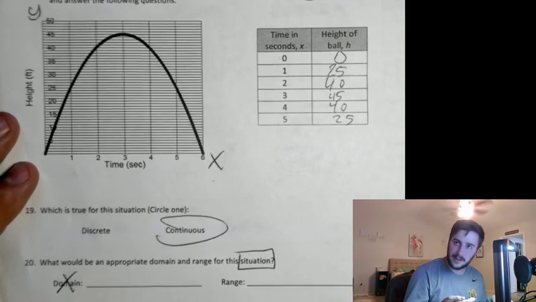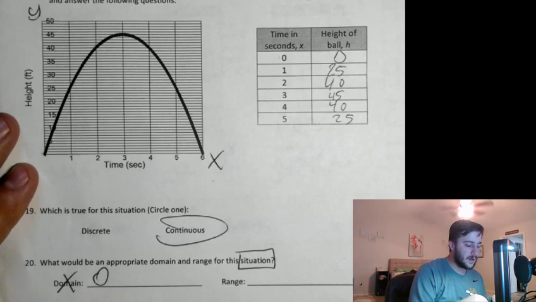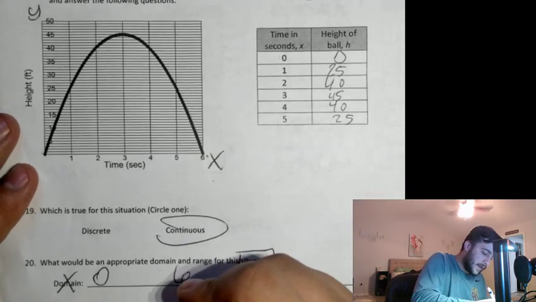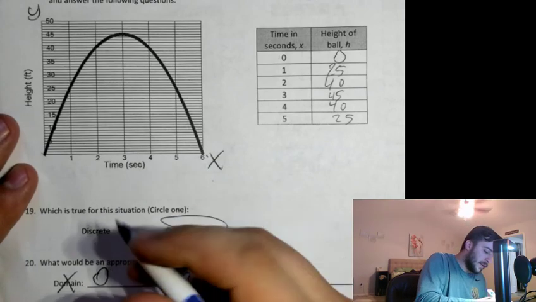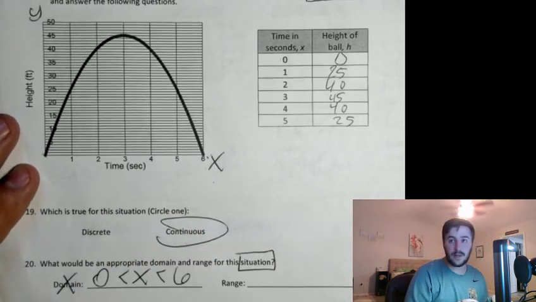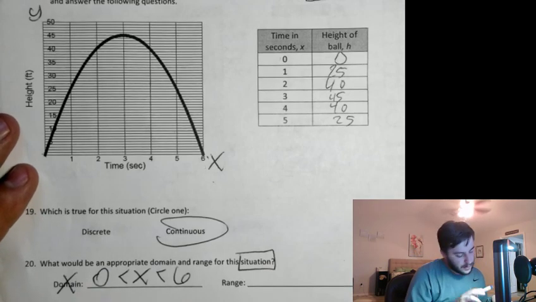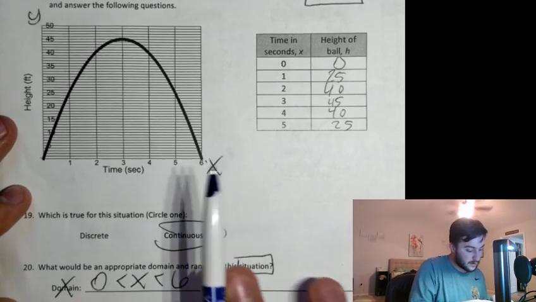So for my x's, the smallest one I have is 0. The biggest one I've got here is 6. So 0 seconds to 6 seconds. And then all the rest of my x's are in between. So we'll just write it kind of like that. Smallest to biggest. It goes from the smallest x to the biggest x.